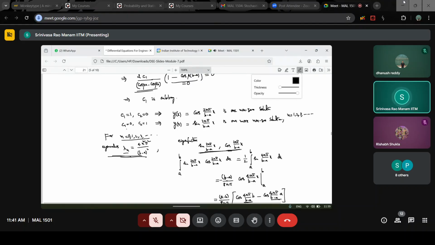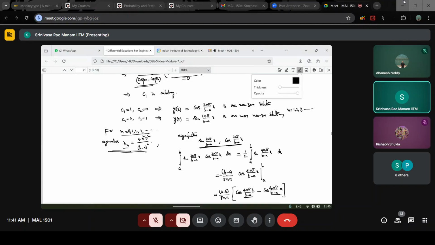Basically, what you are seeing is your eigenvalues are 1, 2, 3, and so on, but they are repeated eigenvalues. So you'll have two eigenfunctions corresponding to each eigenvalue. You have two linearly independent solutions, so your eigenvalues are repeated. These are your eigenvalues.